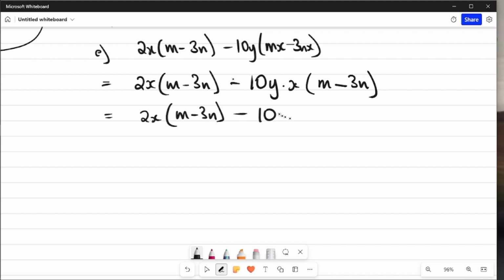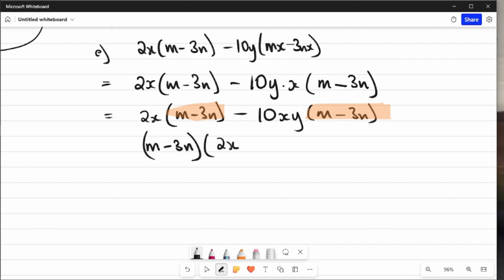Now just to rearrange and write it in a correct manner, this is how we're going to write it: xy times bracket m minus 3n. I want you to notice the common bracket of m minus 3n. So we take it outside. This is what we have. And then what's going to be left is 2x minus 10xy. Some of you will leave the answer here, which is not wrong. However, this question is not fully factorized. When you do factorization, you factorize until the last step, till you cannot factorize any further.